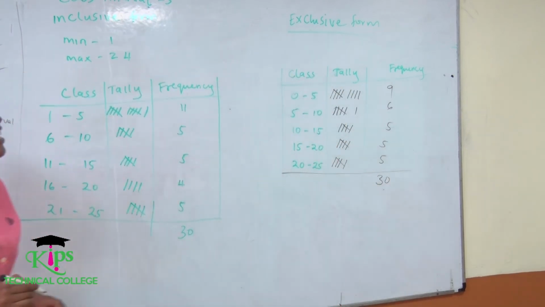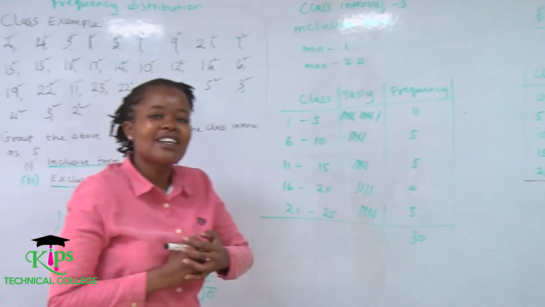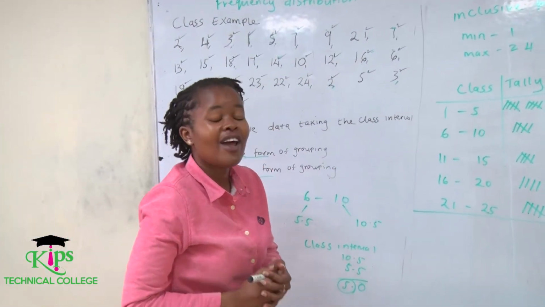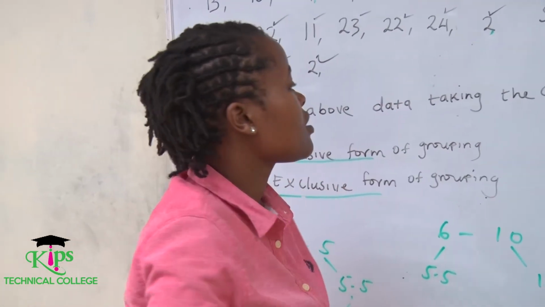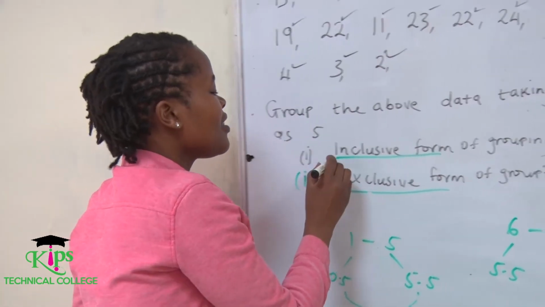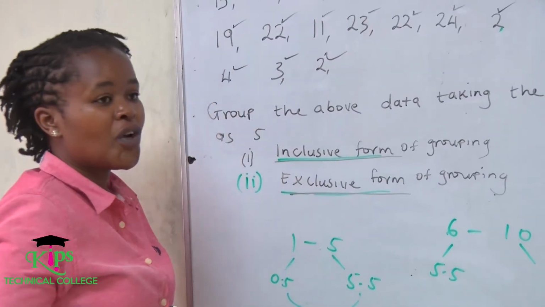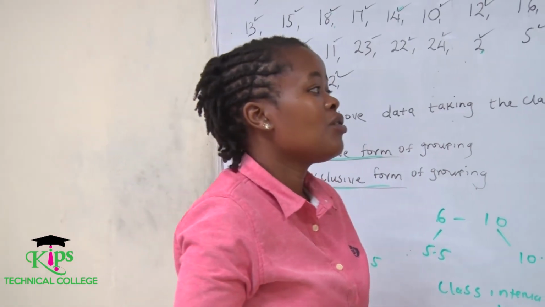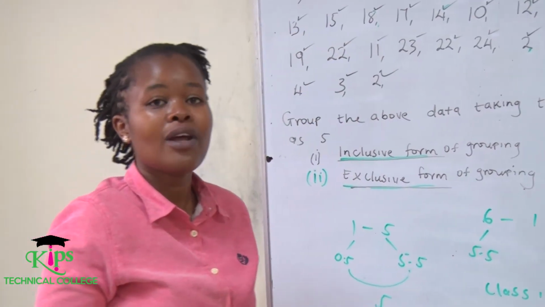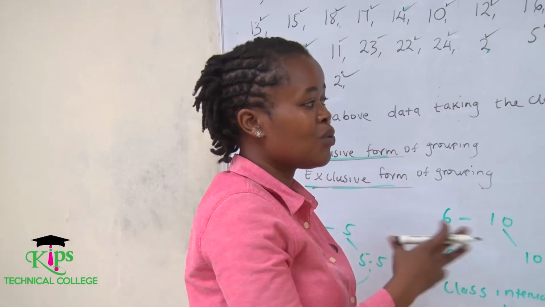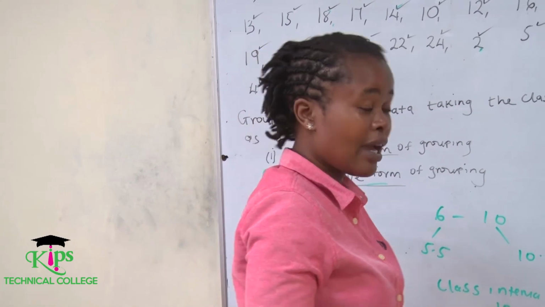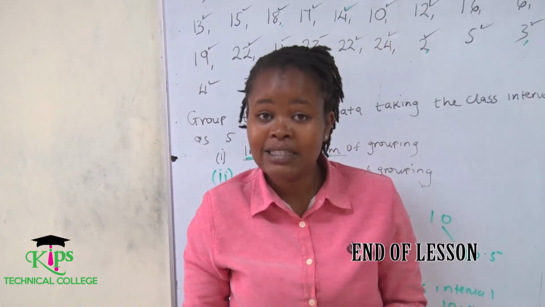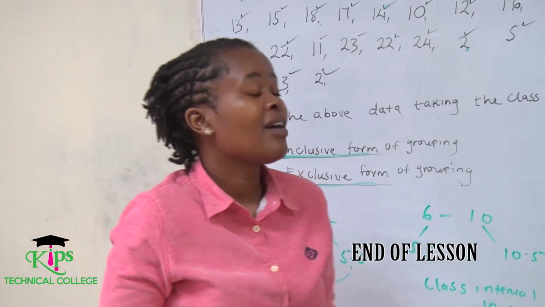Yeah, that is basically how you're supposed to come up with the frequency distribution, but you have to be very careful to note what the question is asking you. Are you supposed to use either inclusive or exclusive form of grouping? These are very key things that you have to note in every question. But if the question does not specify, you just choose your own form of grouping, the one which is easier for you. But basically you have to know the key terms: inclusive, exclusive, class interval, the class limits, and it will be well. Yeah, thank you.